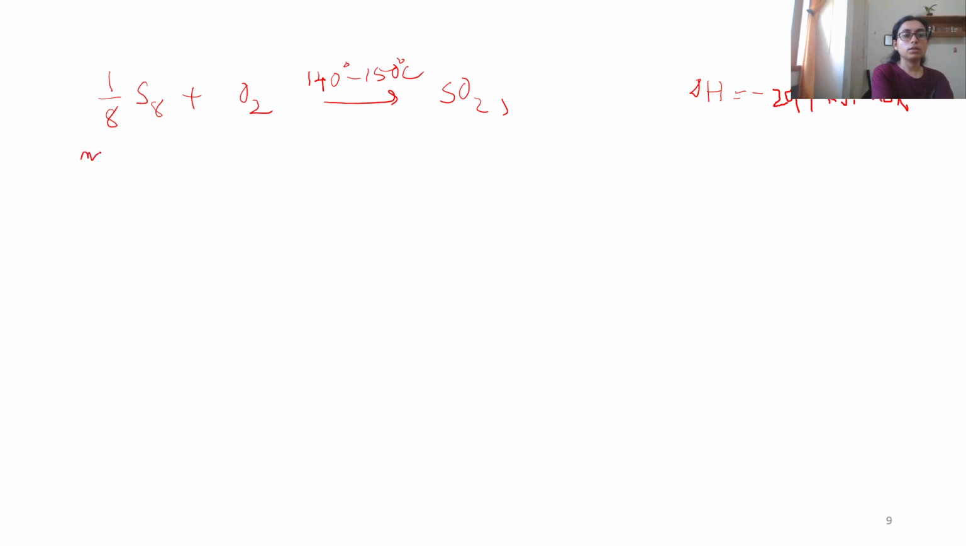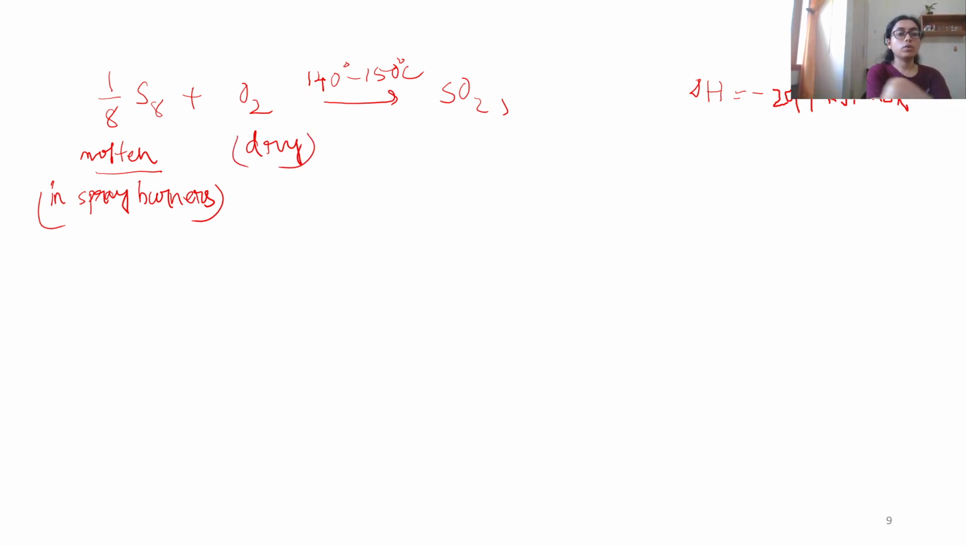This will be molten, taken in spray burners. And this is atmospheric dry air. It should not contain any moisture, because that moisture will react with this SO2 and finally will produce sulfuric acid.